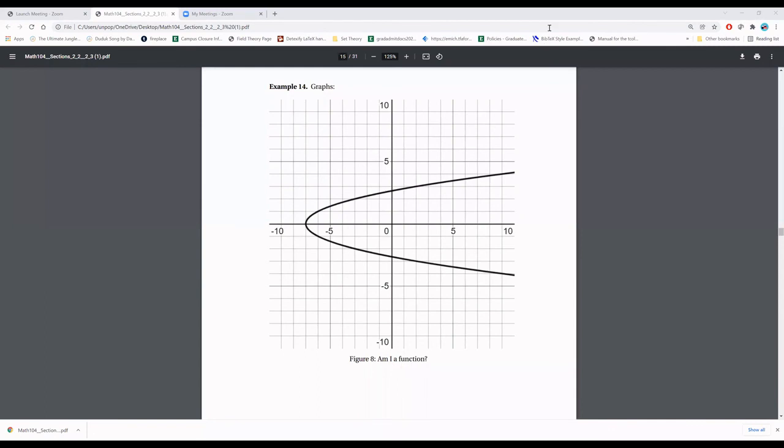Notice if we turn a parabola on its side, what happens? Perform the vertical line test on this one. We hit the graph twice, we hit the graph twice. So if we take a parabola and turn it on its side, it is no longer a function.